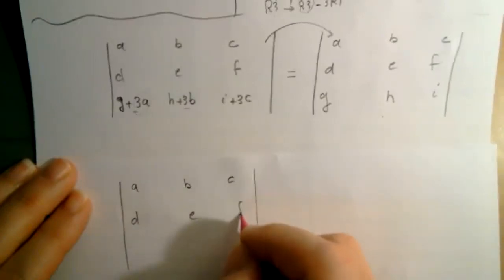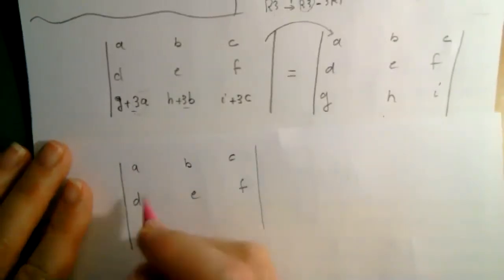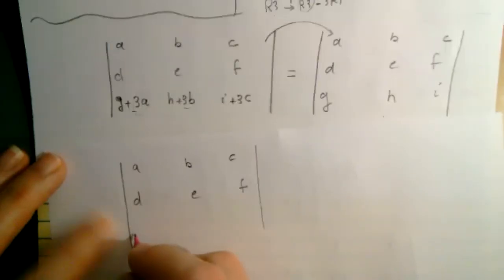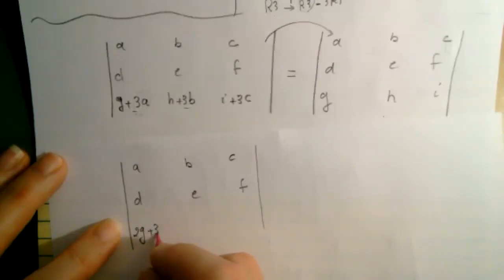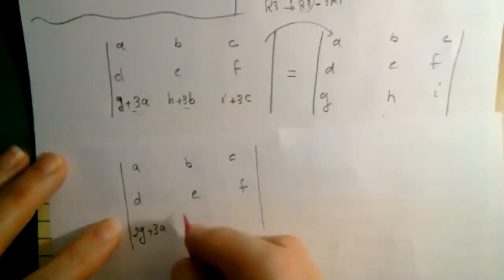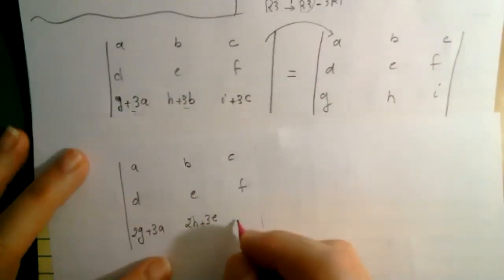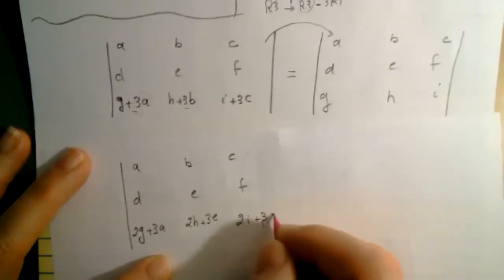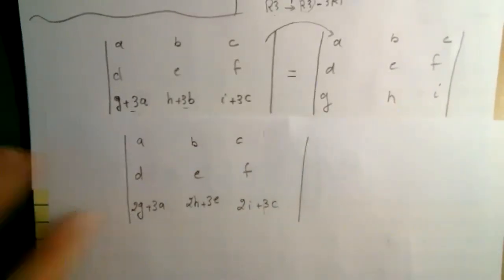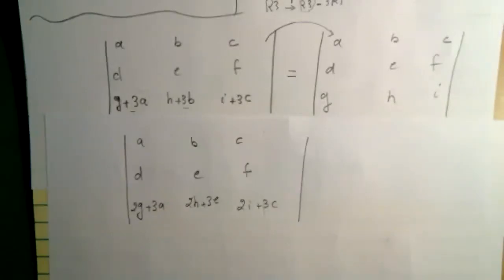D, E, F. And this is gonna give me, let me see what I'm gonna do. 2G plus 3A, 2H plus 3B, and my last one is going to be 2I plus 3C. What's the determinant of this new matrix? I want all of you to think about it, all of you. Is that very clear?